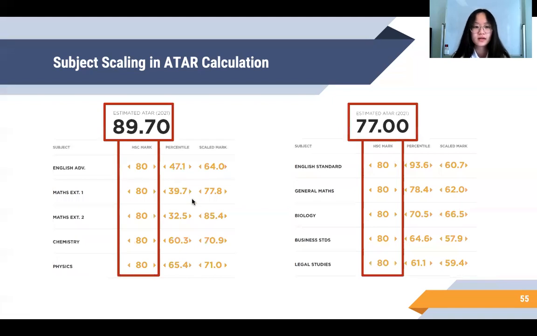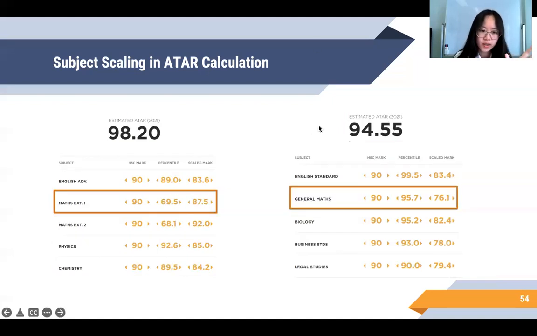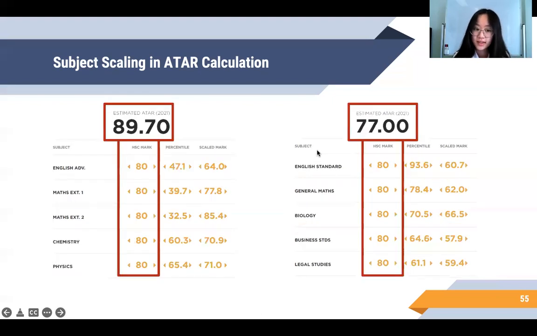Okay, so going back, this is what happens when students did really well. They pretty much got a band 6 in every subject. But if you get a band 5, a mark of 80, your ATAR is slightly lower and scaling becomes a much bigger factor. So English Advanced gets scaled down to 64. English Standard gets scaled down to 60, so it's a much bigger bracket. Maths Extension 1 gets scaled down to 77.8, while General Maths gets scaled down to 62.